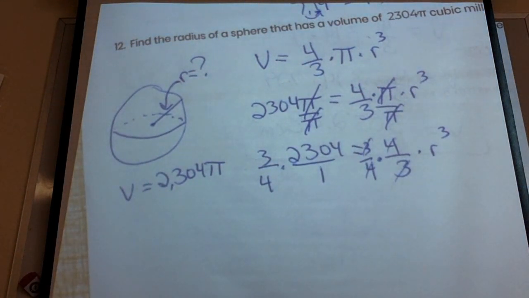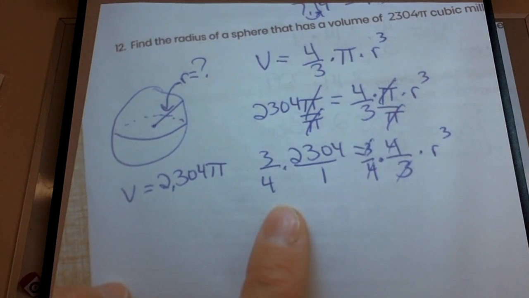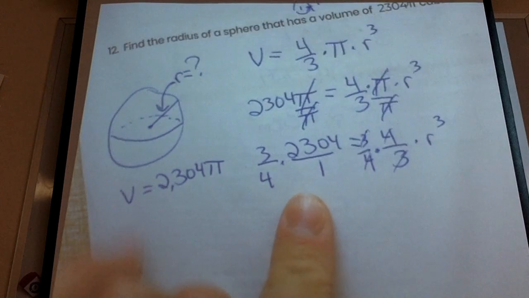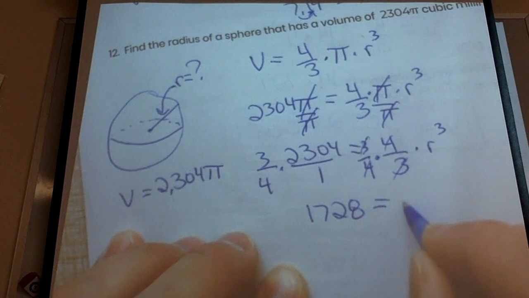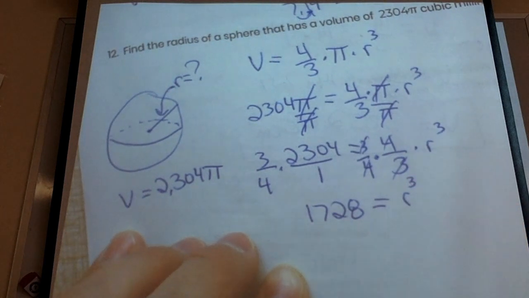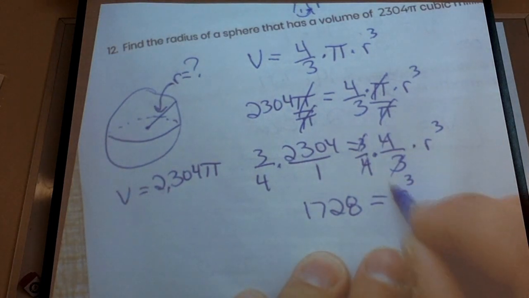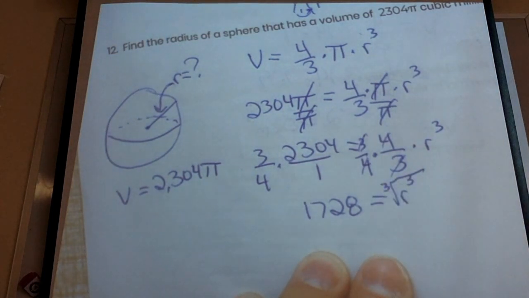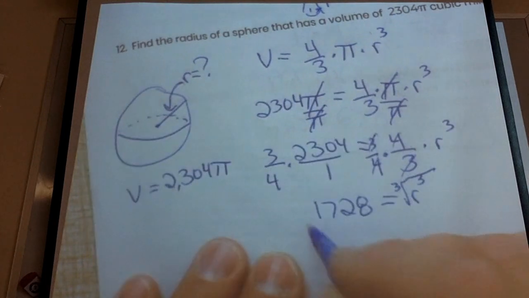I do that on the calculator. So 3/4 times 2,304. And we get 1,728 equals r cubed, or to the third power. We're not quite done yet. We need to get rid of this cube. So what I need to do is take the cube root. That's what that's called. So these would cancel out then. What I do to one side, I do the other.